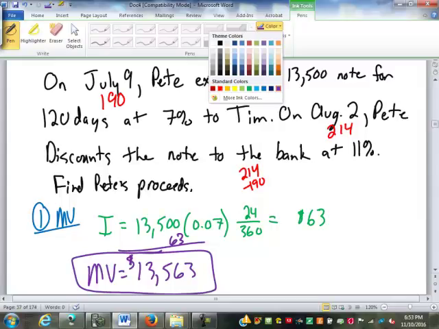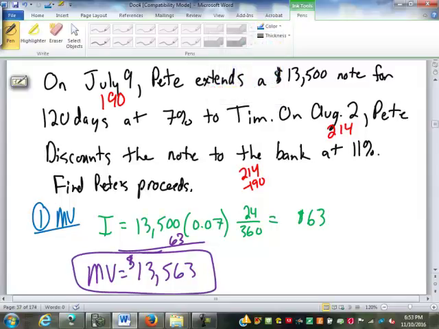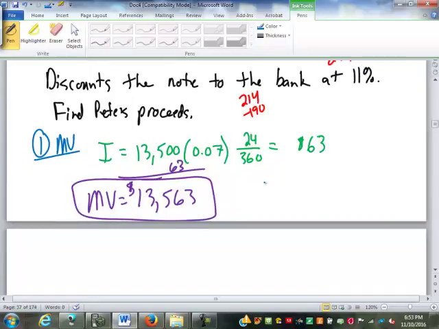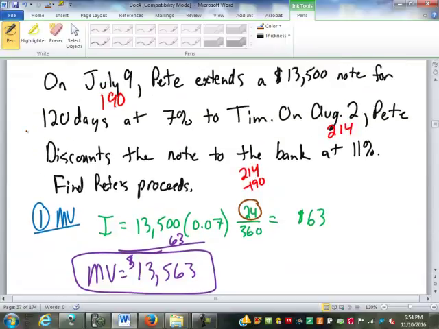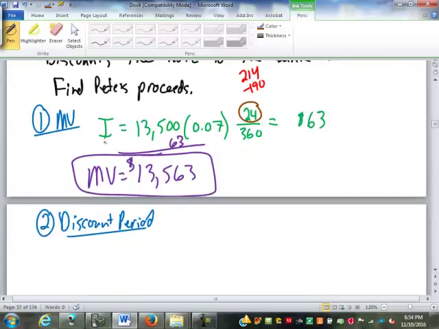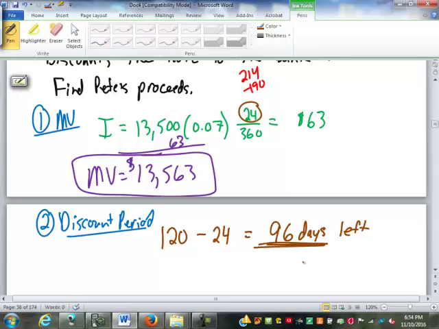What's step two? Discount period. We already found 24 days. The 24 days, though, is the days that have gone by. We want to know how many days are left. So the term is 120 days minus the 24 days that have gone by. There are 96 days left. That is the discount period.